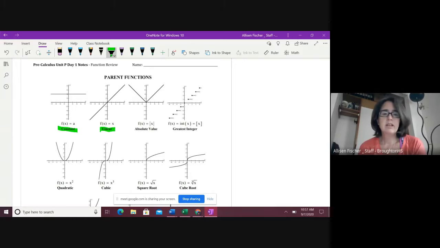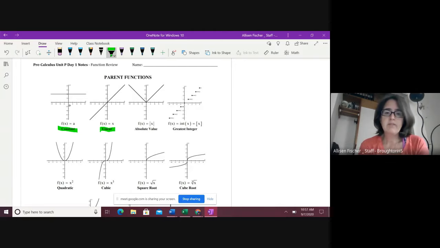Your next one is y equals x, just the most basic kind of diagonal line before you've done any shifting. All of these parent functions have not shifted left, right, up, or down any. That's why we say they're a parent function, the most basic form of that.